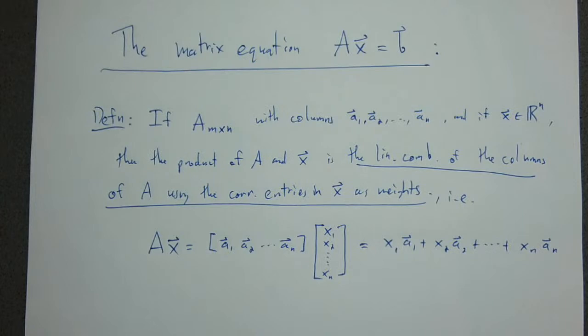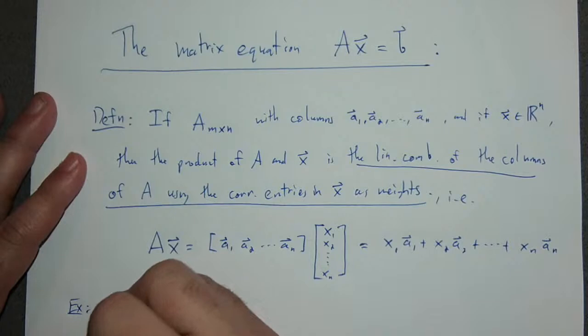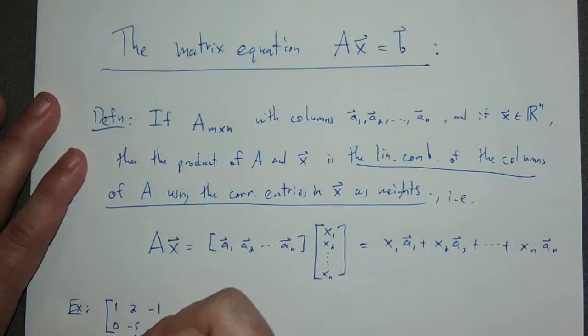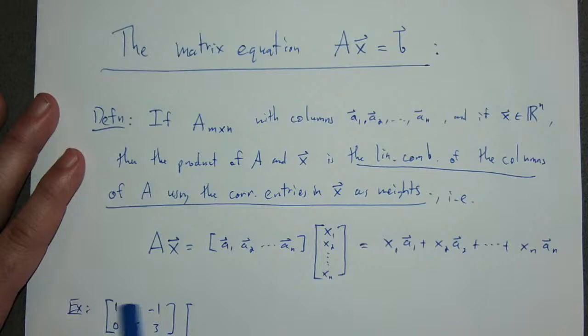So I don't have to go here. Let's just do a single example. There's no reason doing too much. You guys don't need to see too much of this. So I'm going to read row-wise here. 1, 2, minus 1, 0, minus 5, 3, times the vector. Of course, I need three entries since this has three columns. So this is 4, 3, 7.